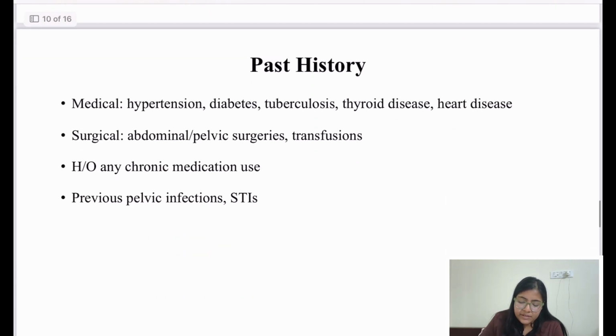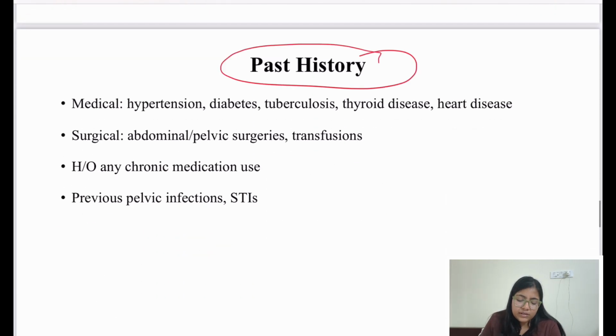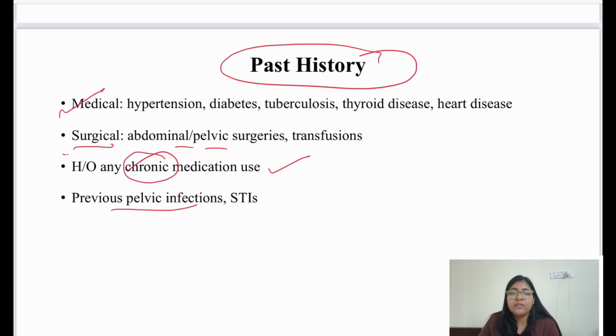Now comes the past history. So ask about any medical disorder: hypertension, diabetes, tuberculosis, thyroid disorder or heart disease. You also ask about any surgical history in the past, if there had been any abdominal or pelvic surgeries, if there had been any blood transfusion in the past, if there is any history of chronic medication use, or any history of previous pelvic infections or sexually transmitted infections in the patient. It is important in gynae patients.